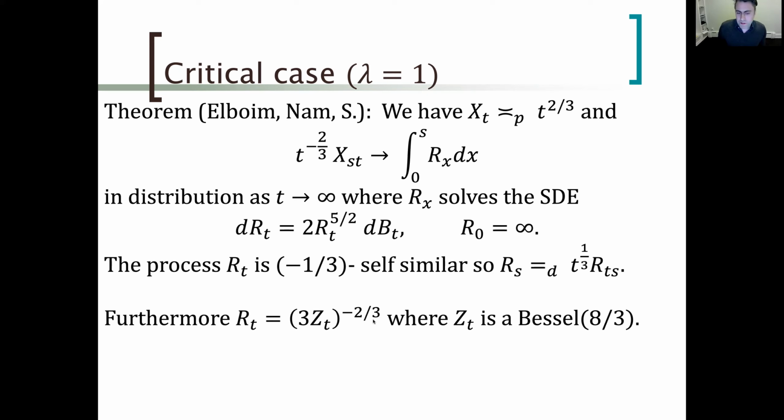And the exponent of -2/3 here was determined by the right scaling law. The dimension of the Bessel process, 8/3, I don't have as good an explanation for, except that it's the only dimension that would give you that R_t is a local martingale. So there's no drift term here. It's not a martingale because it tends to 0 almost surely, but it's a local martingale. So that's the description of what happens in the critical case.